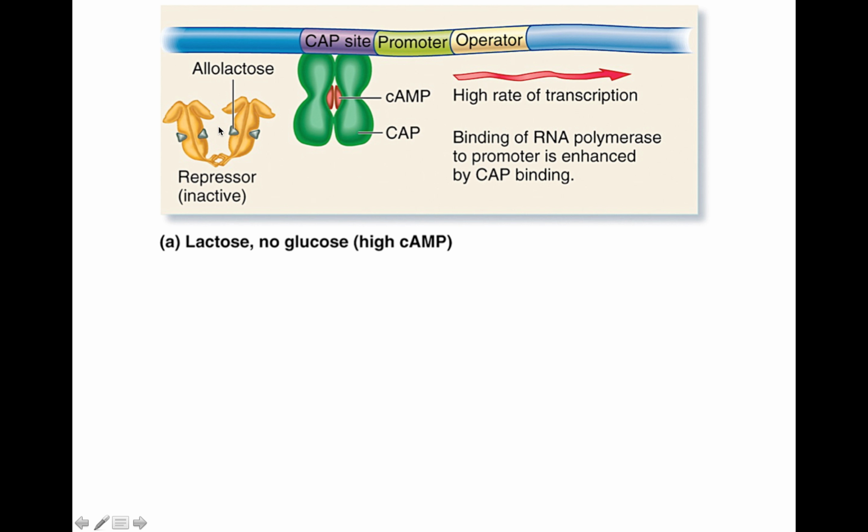If there's lactose around, then the Lac repressor will have fallen off the operator, and the absence of the repressor and the presence of the activator result in a very high rate of transcription from the Lac operon. You'll produce lots of beta-galactosidase and permease, and the cell will be able to take advantage of all the lactose in its environment.